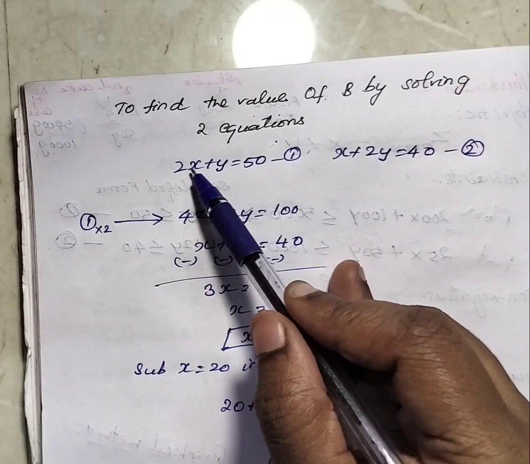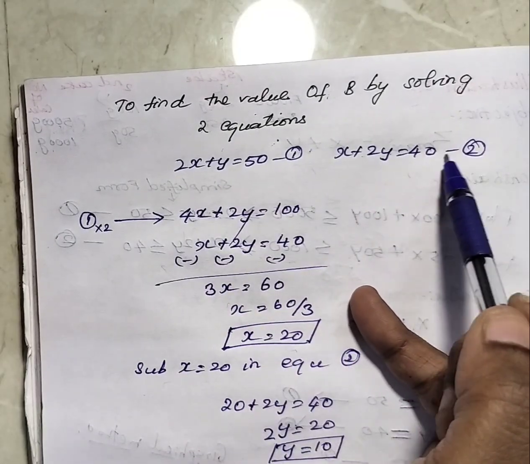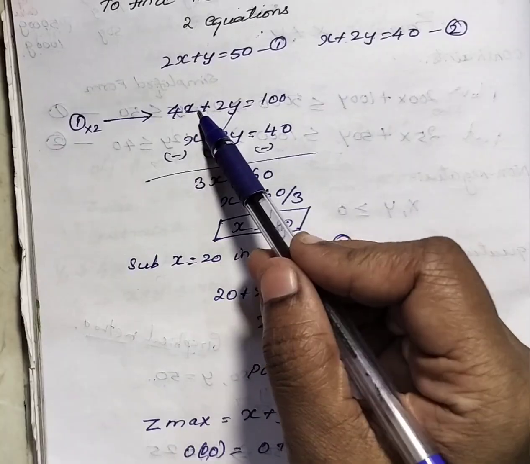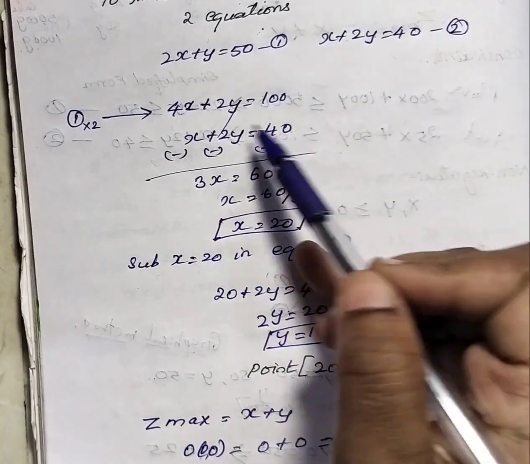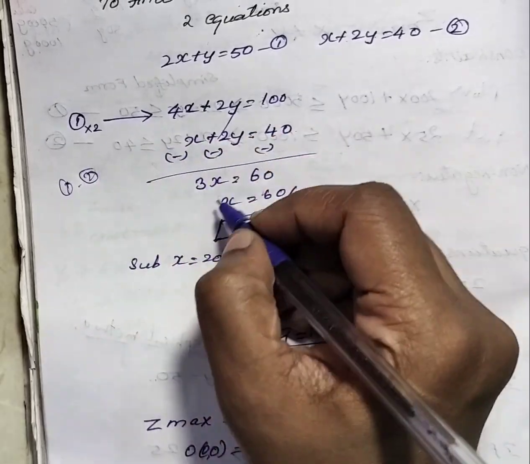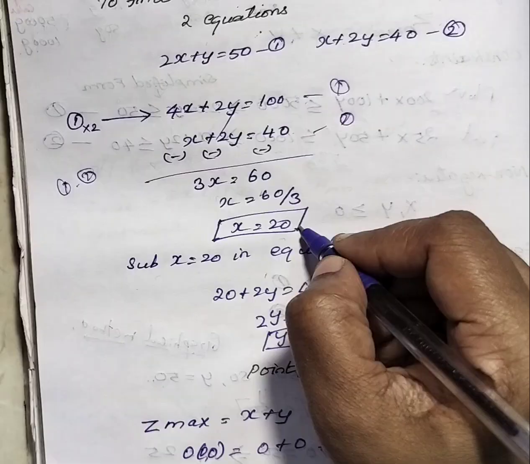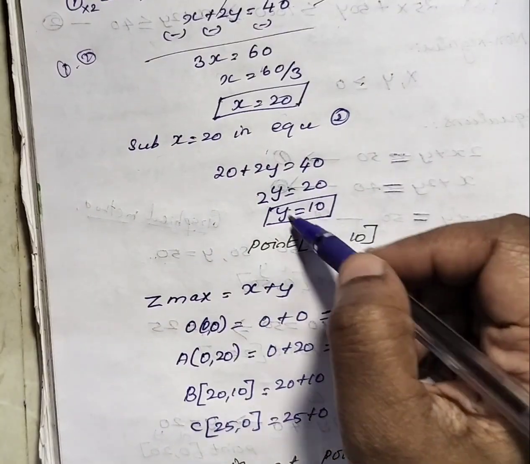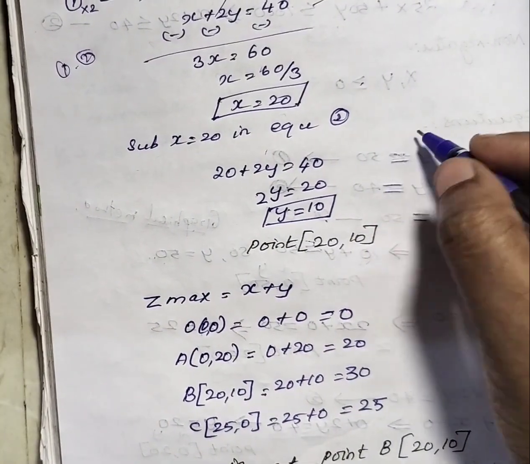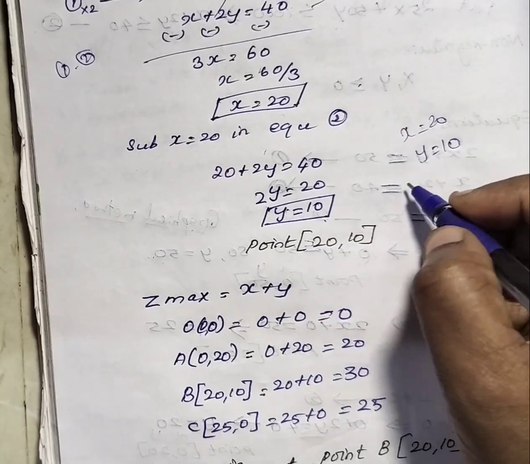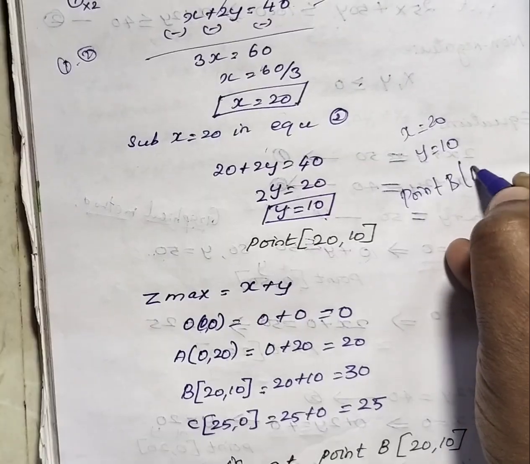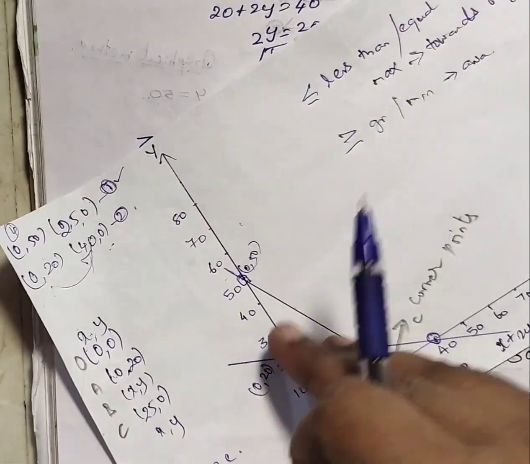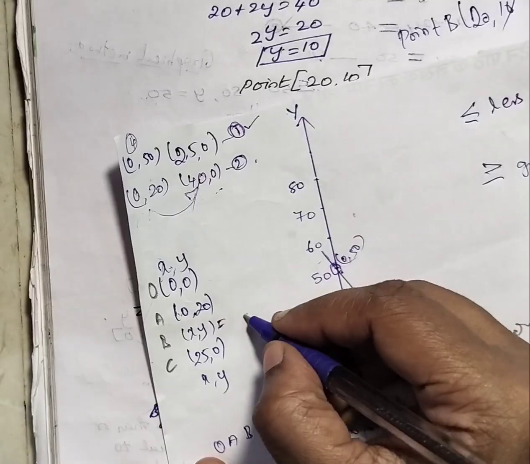The first equation is 2x + y = 50, and the second is x + 2y = 40. Multiplying the second by 2 would not help, so multiply the first by 2: 4x + 2y = 100 and x + 2y = 40. Subtracting, we get 3x = 60, so x = 20. Substituting x = 20 in either equation, we get y = 10. So the point B is (20, 10).